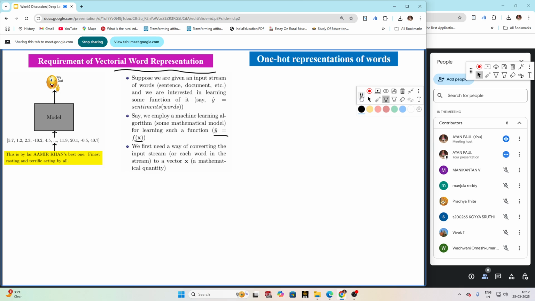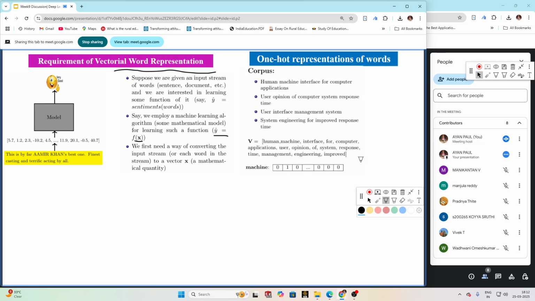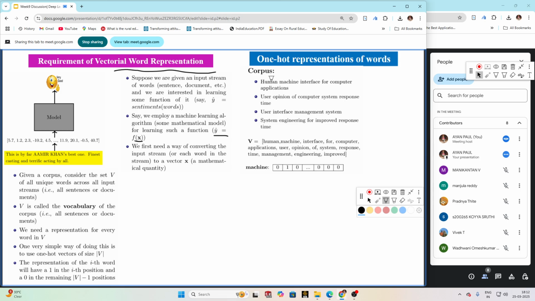Now how do we do the vectorial word representation? We use the one hot representation of words. What is this one hot representation of words? Before that, you have to understand this term known as corpus. A very important term, corpus. You will always hear this term again and again if you are doing NLP or any such thing. So what is this corpus? Corpus is all the sentences that you are interested in. Very simple term. It is all the sentences or all the documents that are provided. So that is corpus.